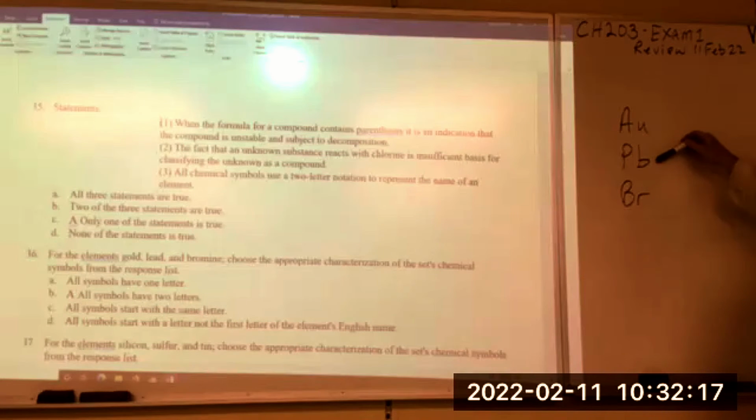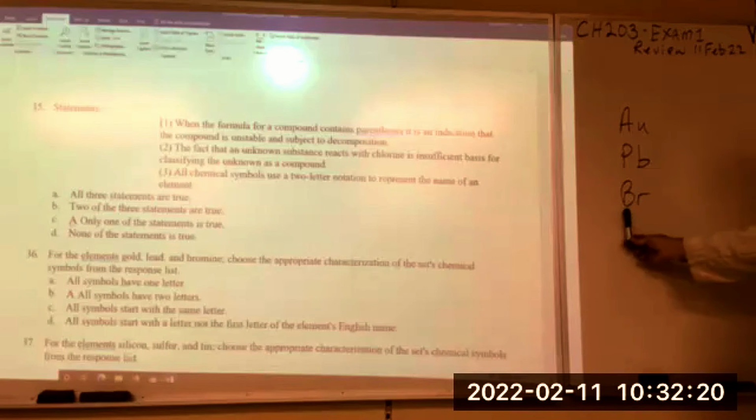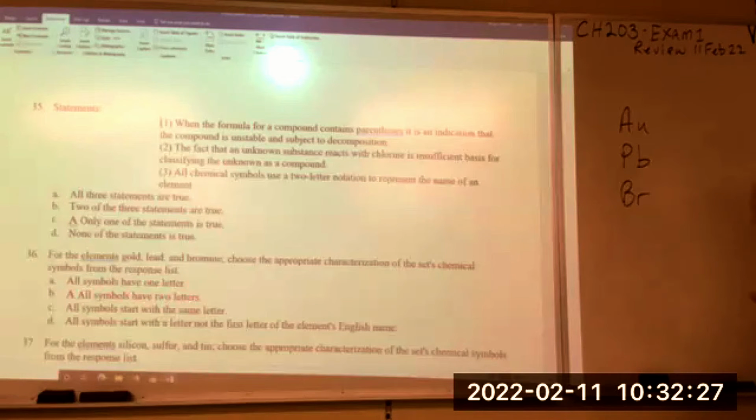All symbols start with a letter that is the first letter of the element's English name. That would be true for this one and this one, but that one starts with bromine's name in English. Right. So all symbols have 2 letters. It's the only one that's true.